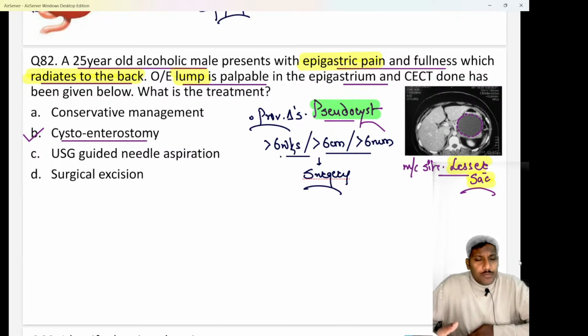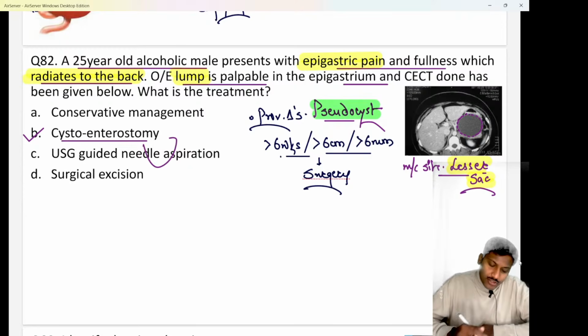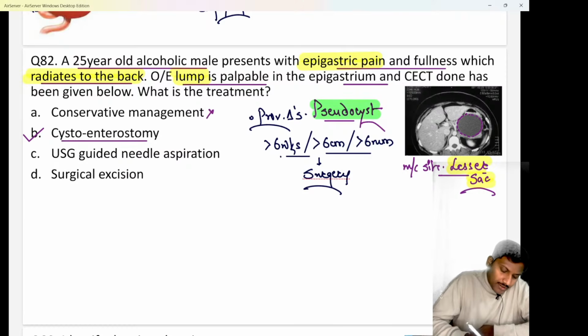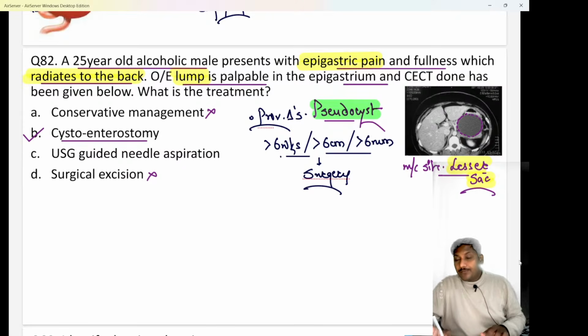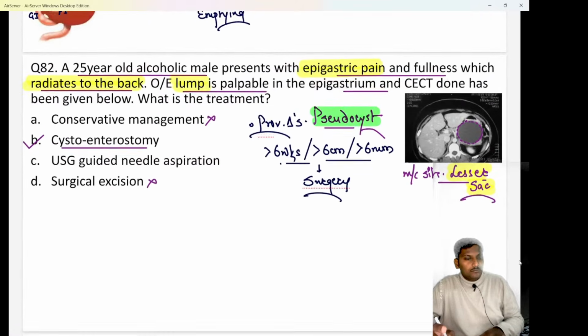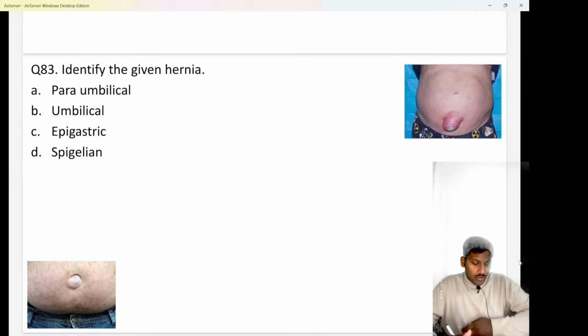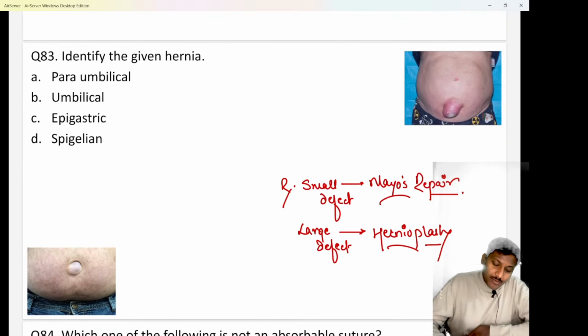If that was not an option, another option could be an ultrasound guided pigtail catheter insertion and drainage, not a needle aspiration. But preferred is the internal drainage. Conservative management is not done because it is symptomatic and large in size. Surgical excision is not required. Hopefully clear. Next important one is question number 83, a commonly confused question.